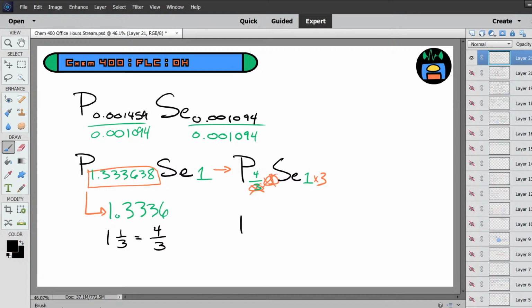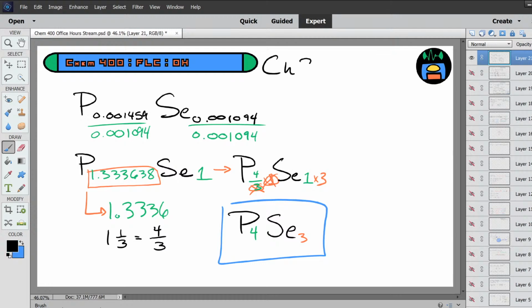And so our empirical formula will be P4Se3. This is the empirical formula for problem 92 from chapter 3. So that is the business.